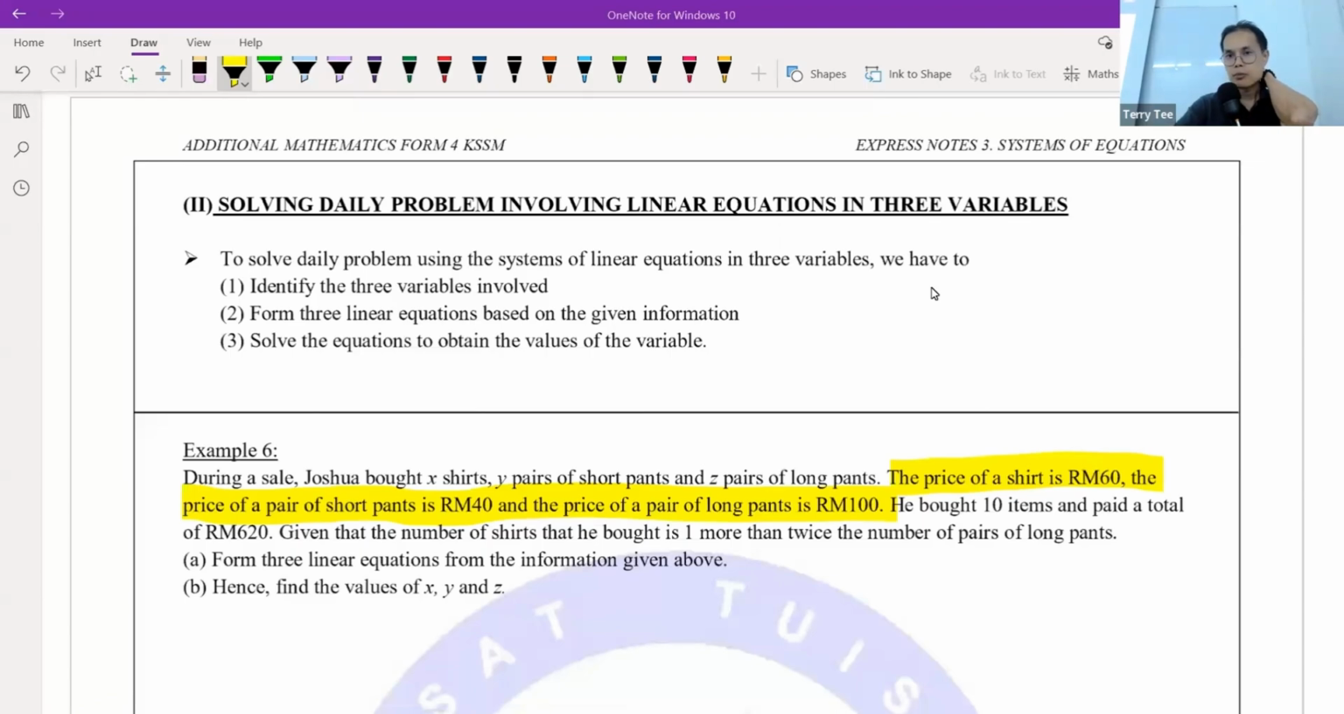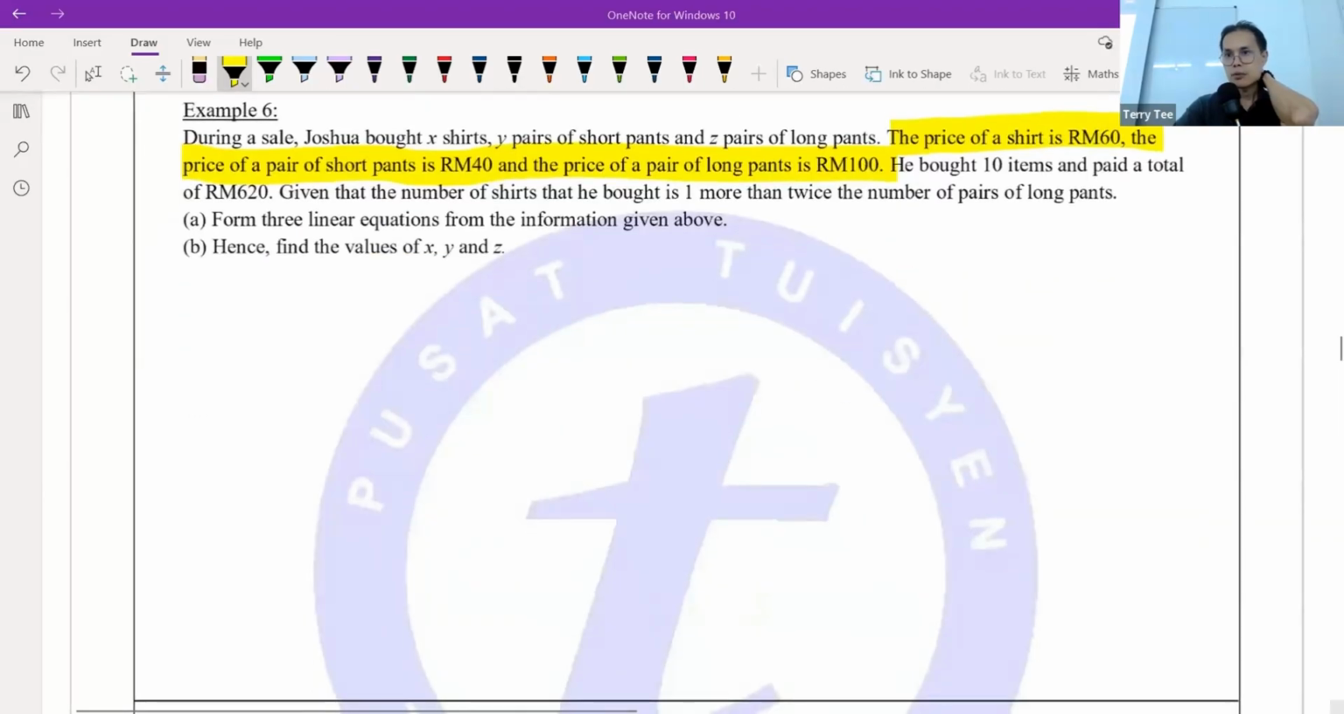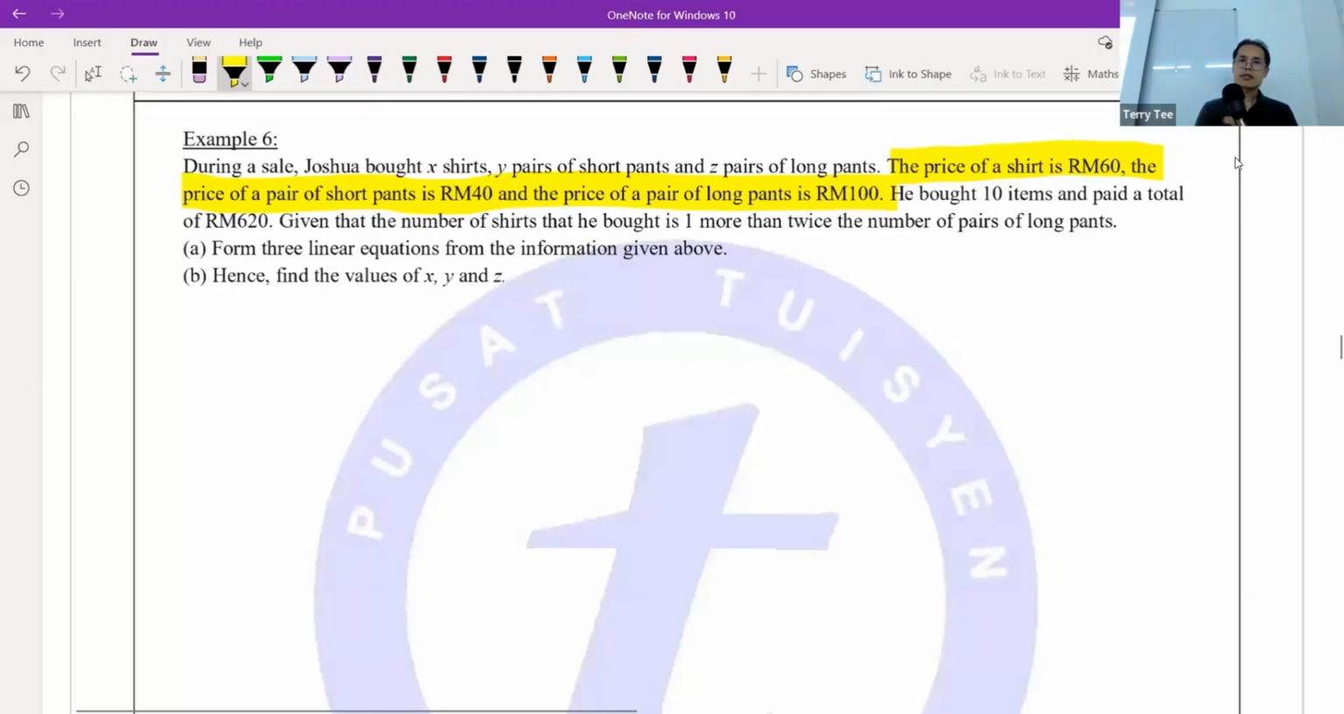So I have two word problems here. This is the first one. So you can form the equation and then solve the equation simultaneously. Let's start with example 6. Okay, so during a sale, Joshua bought x shirts, y pairs of shorts, and z pairs of pants. The price of a shirt is 60 ringgit. A pair of shorts, short pants, is 40 ringgit. Long pants is 100. So he bought 10 items and paid a total of 620.